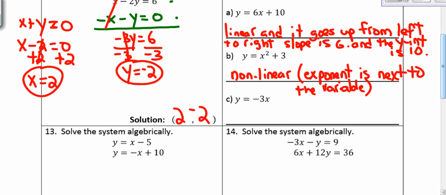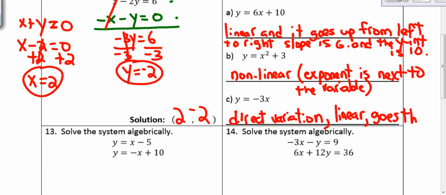So now this one is y equals negative 3x. Remember, this one is a direct variation. It is a linear function, and it goes through 0, 0. You could even say that it has a negative slope, goes down from left to right.